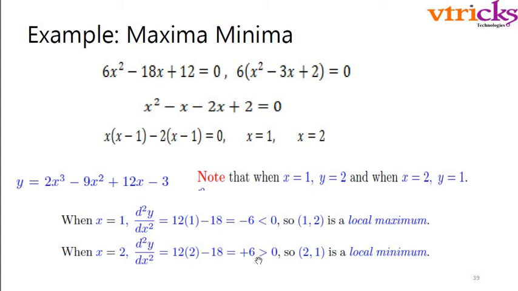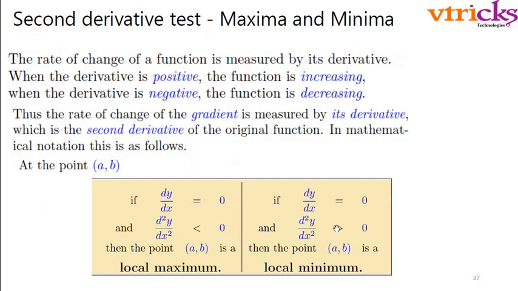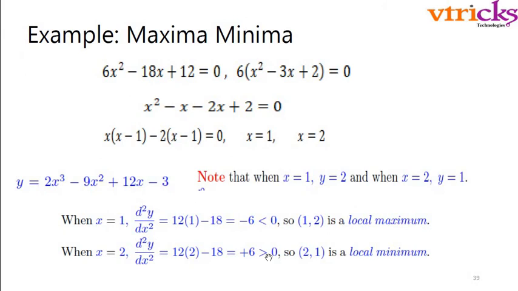Now this is greater than 0. So that means it's a positive value. And what does my test say? When d2y by dx square is greater than 0, the point x equal to 2 is a local minimum. So here d2y by dx square is greater than 0. So this point x equal to 2, y is equal to 1 is a local minimum. Likewise, now we will test the other point x equal to 1.